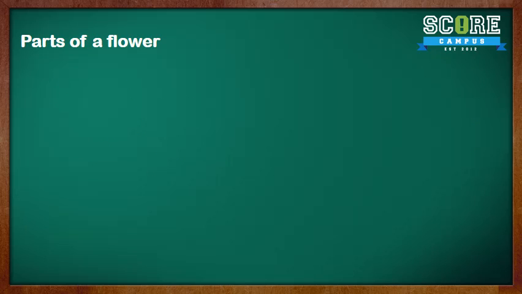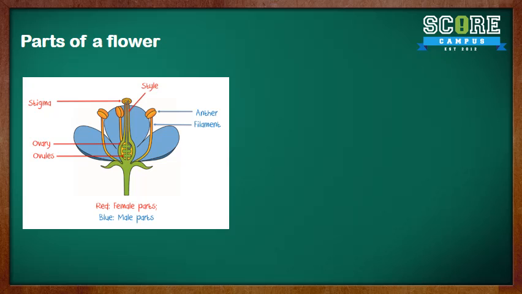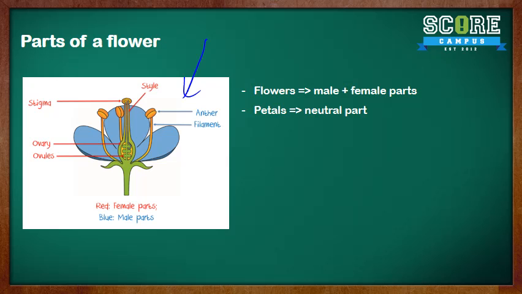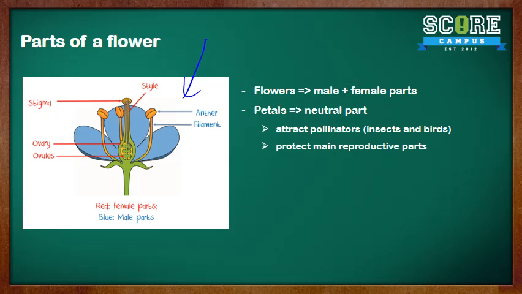Let's look at the parts of a flower right now. What you see over here is a labeled flower. Now, a flower is made up of two main parts. We've got the male and the female parts. The petals are the neutral part of the flower, and it helps to attract pollinators such as insects and birds. It also helps to protect the main reproductive parts, for example, the ovary, ovules, the stigma, the style, anther, and the filaments. These are all the main reproductive parts, and the petals protect them.